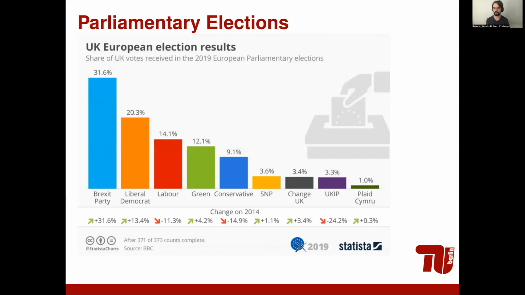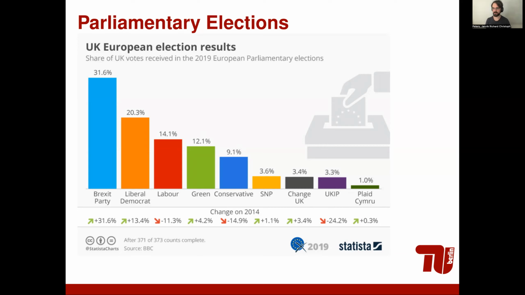Now, most of you are probably familiar with parliamentary elections or with proportional representation. And in most countries, it works quite simply. You have a few parties, and voters vote for these parties. And the parties have some percentage of the population that votes for them. For instance, here, the Labour Party has 14.1%. And then the seats in the parliament are apportioned approximately according to these percentages. So if you get 14% of the vote share, you should get approximately 14% of the parliament.